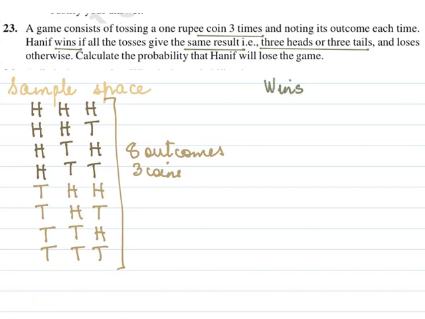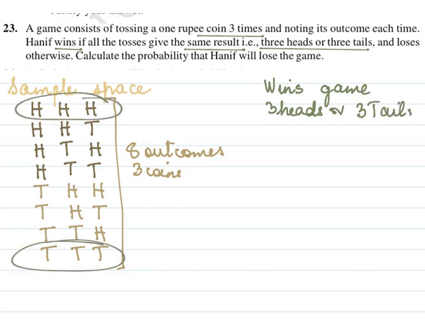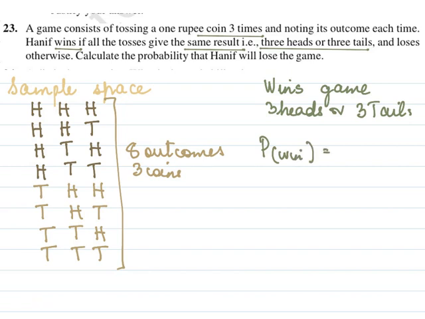He wins the game when he gets 3 heads or 3 tails. So that means here he will win and here he will win. So for winning the game, probability of winning will be 2 out of 8. 2 are the favorable outcomes and total is 8. 3 heads means you have head, head, head. He will win, or tail, tail, tail. So 2 out of 8, that means 1 out of 4 is winning.